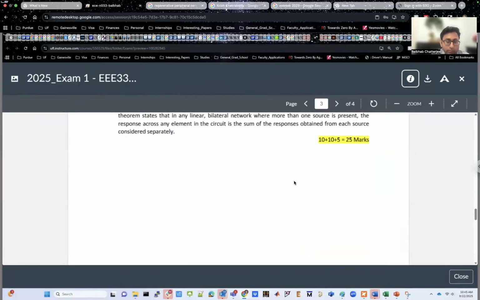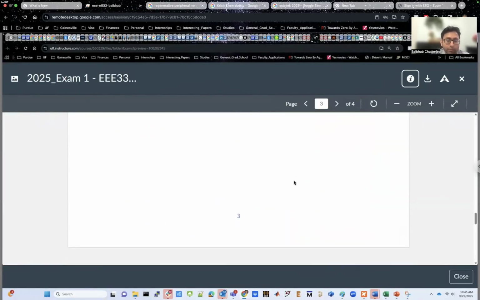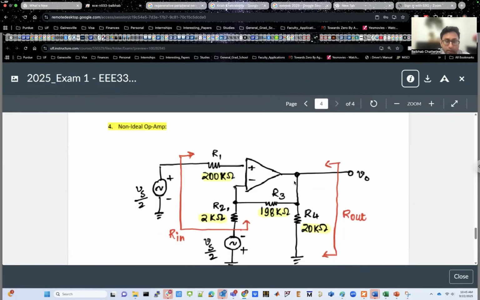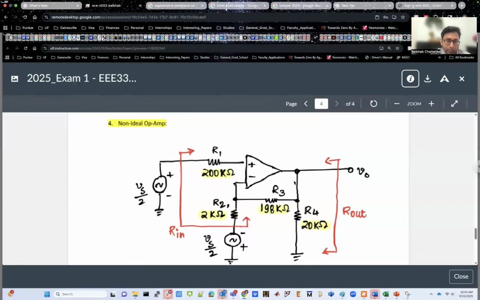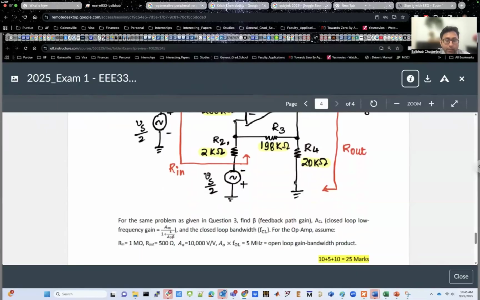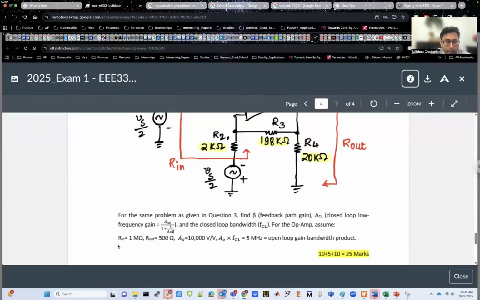But for all of these calculations, assume that your op amp is an ideal op amp. Now, the next question is about non-ideal op amps. Instead of assuming that the op-amp is ideal, you can assume your RIN is, let's say, 1 mega ohm, Rout is 500 ohms. The gain of the op-amp is 10,000 instead of infinity.